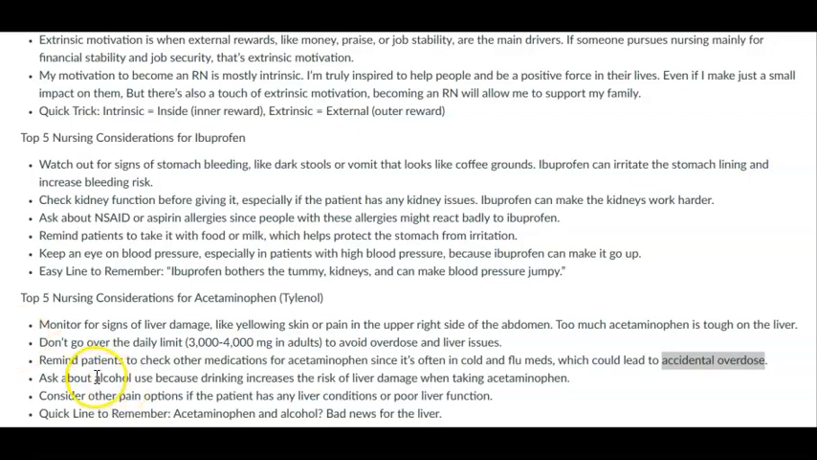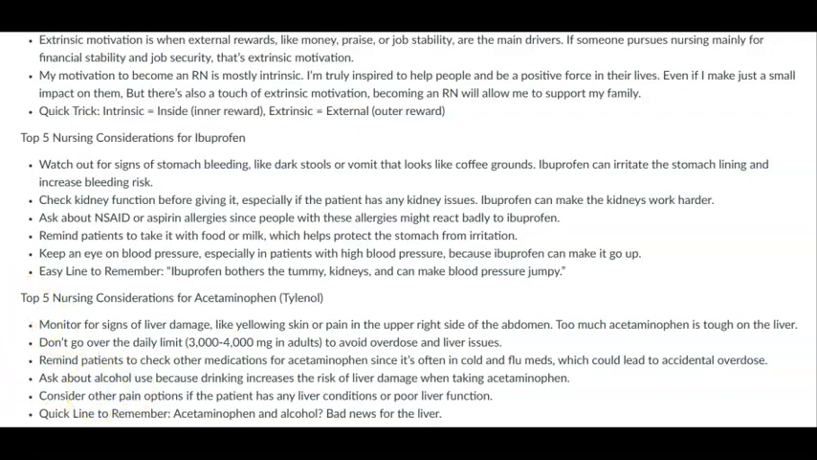A lot of times you'll see questions related to alcohol use with acetaminophen, because you want to recognize that alcohol abuse can negatively affect the liver, and then you're taking a medication that's hard on the liver, so sort of hitting it twice, and we're worried about liver function.